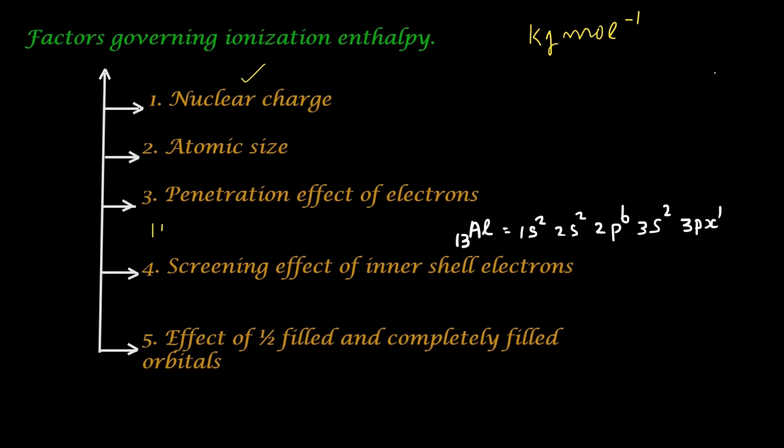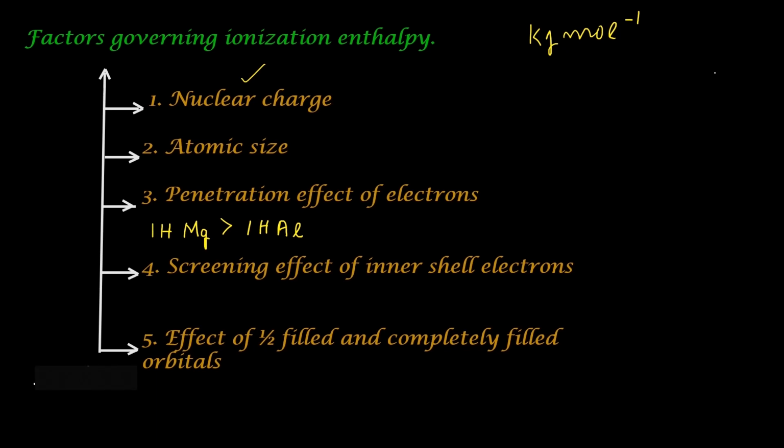So, such questions can be asked in the examination. Why is the ionization enthalpy of magnesium with atomic number 12 greater than the ionization enthalpy of aluminium, which has atomic number 13? Fourth one, screening effect of inner shell electrons. In multi-electron atoms, the electrons in the inner shell will shield the outer electrons from the attractive effect of the nucleus. Thereby, the ionization enthalpy in such cases will be much reduced.